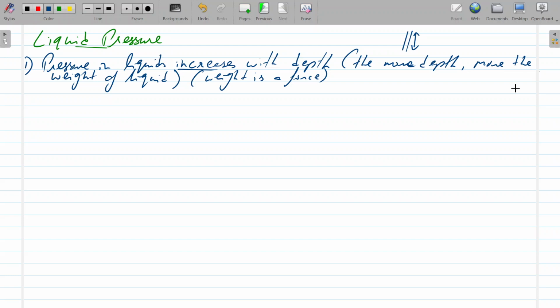Because of the weight, and this is just about depth. It's not about if you're diving in the sea, oh, the sea is so vast. The vastness doesn't matter. It's only the depth. Let's say the height of the column of liquid.